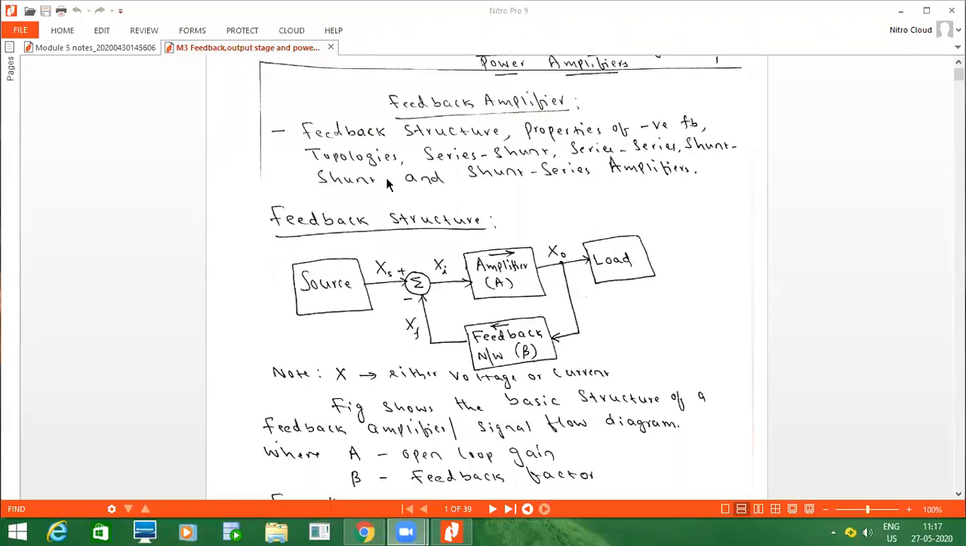Voltage series, voltage shunt, current series, and current shunt amplifier. All four topologies we have to discuss very detailedly. Anyway, first we will start from the basic or general structure of a feedback amplifier. The general feedback structure consists of four blocks. One is the source block, the second is the amplifier block, the third is the load, and the fourth is the feedback path or feedback block.